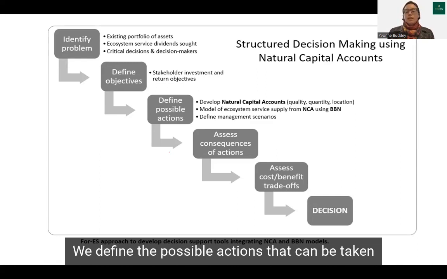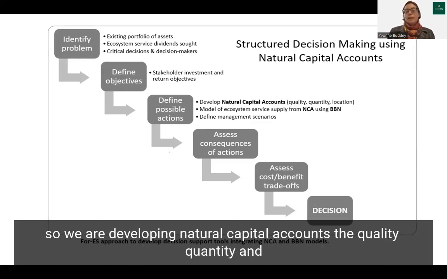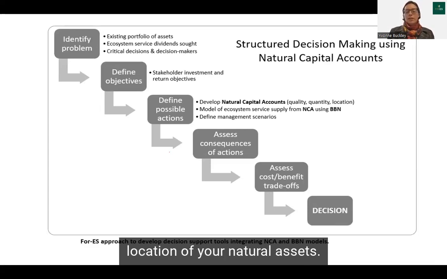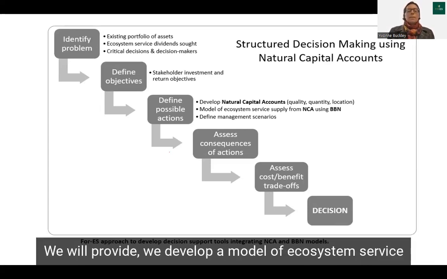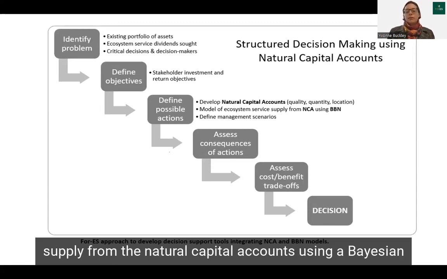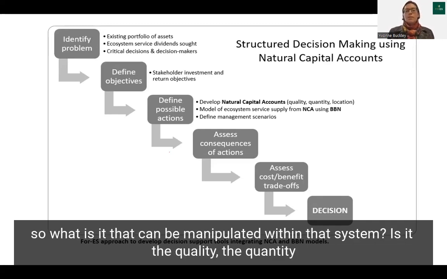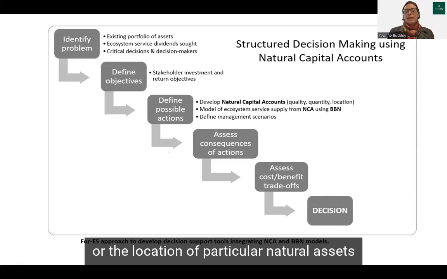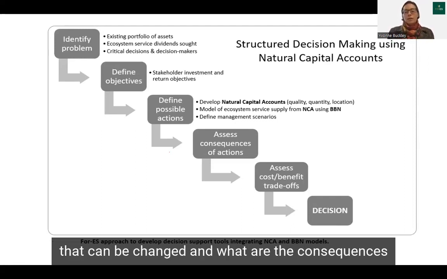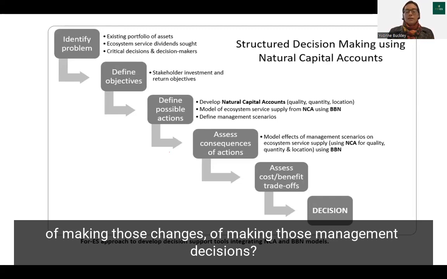We define the possible actions that can be taken. So we are developing natural capital accounts, the quality, quantity, and location of your natural assets. We will develop a model of ecosystem service supply from the natural capital accounts using a Bayesian Belief Network modeling approach. We'll define management scenarios. So what is it that can be manipulated within that system? Is it the quality, the quantity, or the location of particular natural assets that can be changed? And what are the consequences of making those changes, making those management decisions?